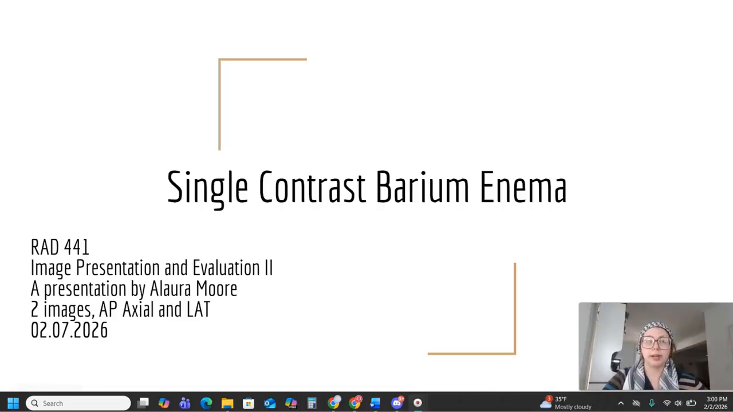Single contrast barium enema. Rad 440, image presentation and evaluation, a presentation by Allure Moore. Two images, AP axial and lateral.